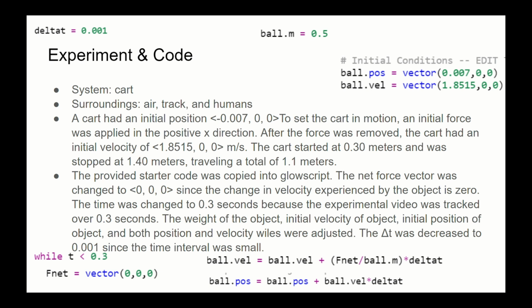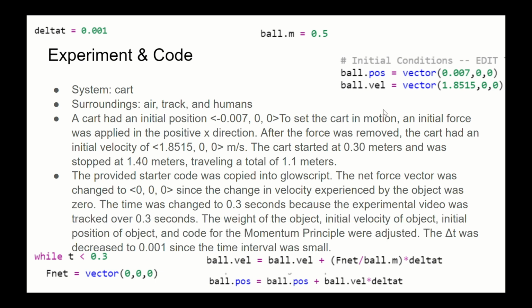To set the cart in motion, an initial force was applied in the positive x direction. After the force was removed, the cart had an initial velocity of 1.8515 in the x direction, 0 in the y, 0 in the z meters per second. The cart started at 0.3 meters and stopped at 1.4, traveling a total of 1.1 meters.